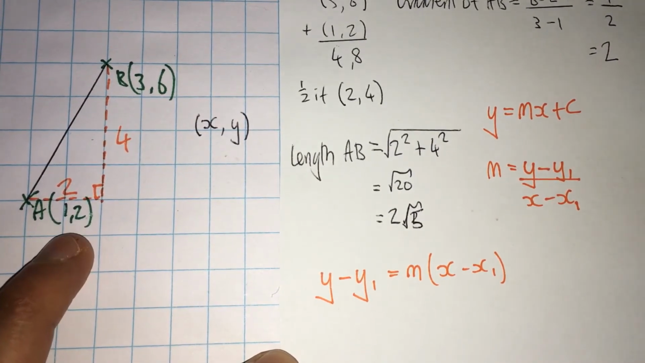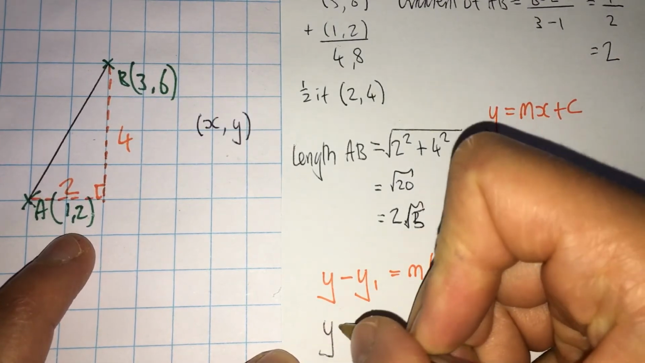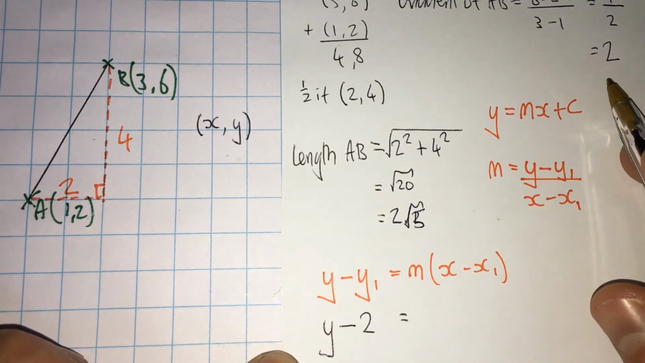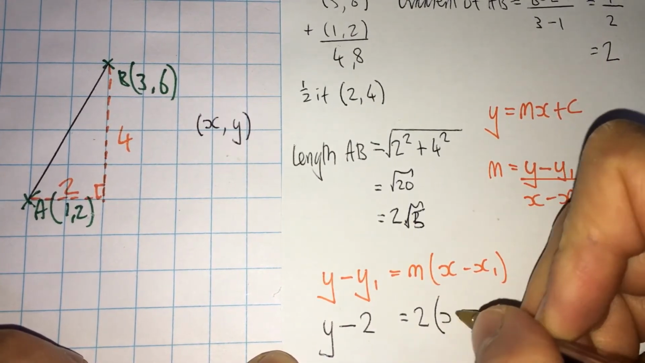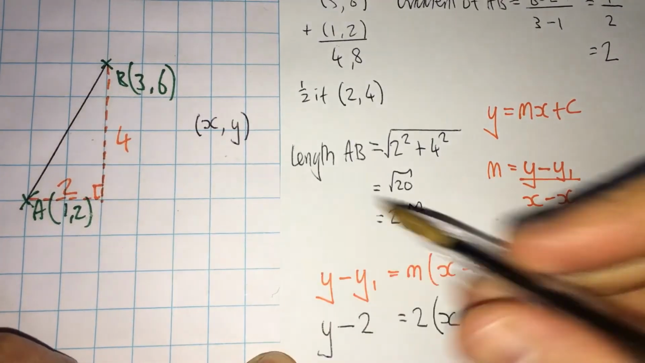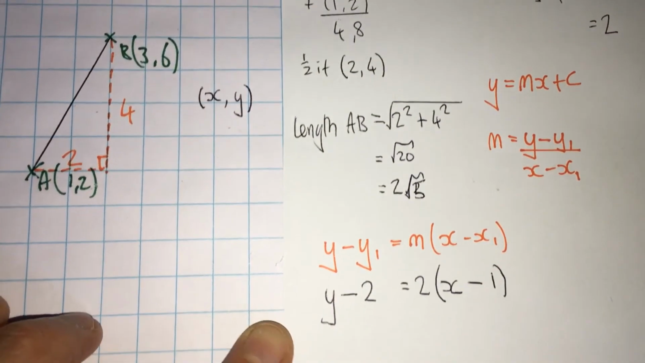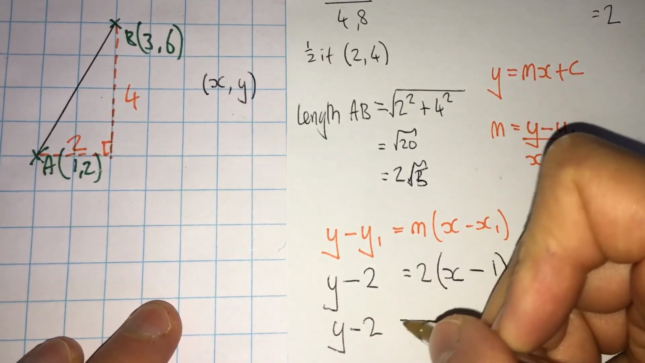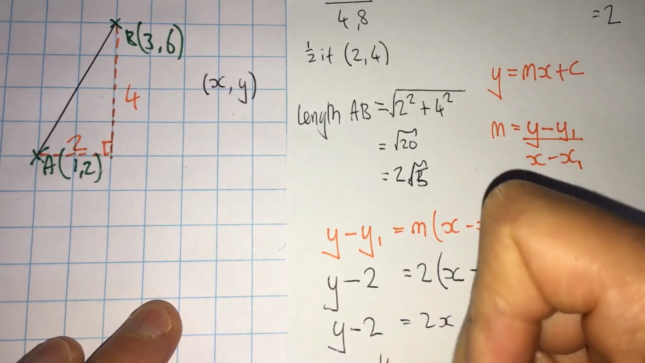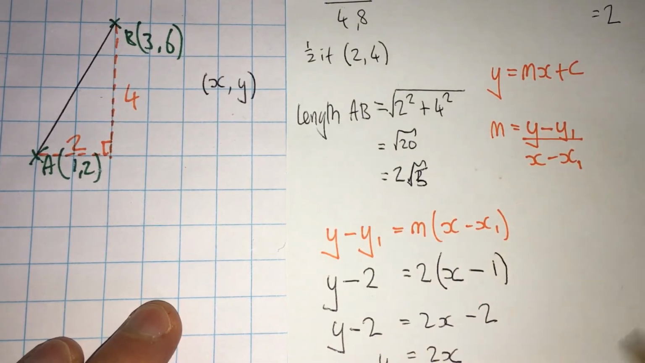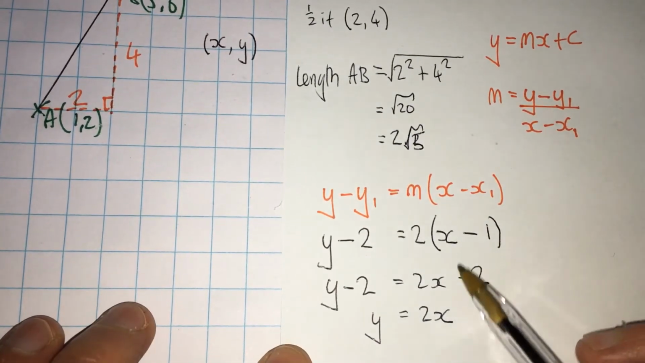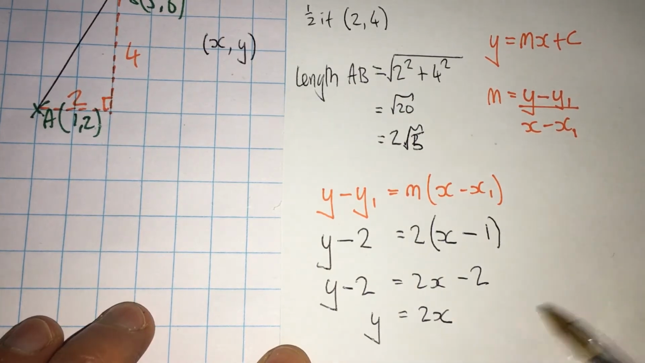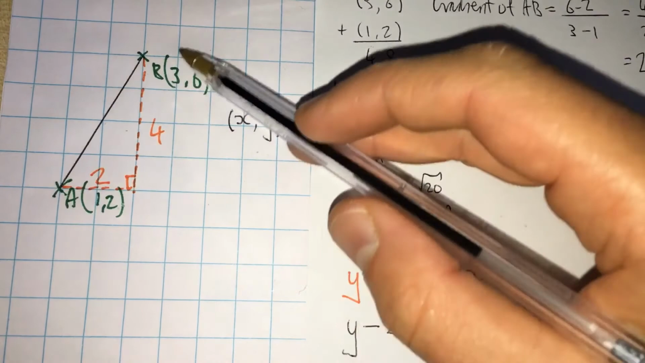Like I said, I'm going to use point A because it's got nicer numbers. So general point y minus 2, because that's the y value of this point, equals the gradient that I worked out earlier, 2 brackets x, the general point, minus x1, which is 1. And if I want to tidy this up to make it look better, I've got y minus 2 equals 2x minus 2, so because I've got a minus 2 there, add 2 to both sides, I get y equals 2x. And that's the equation of this line here, AB.